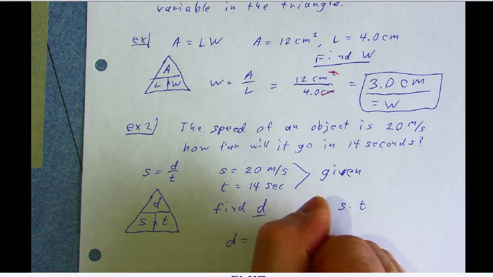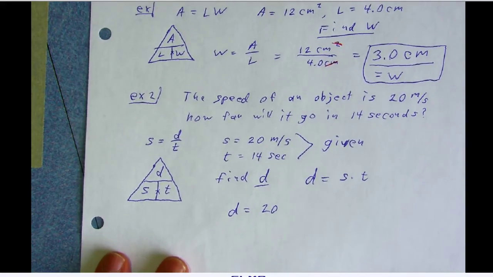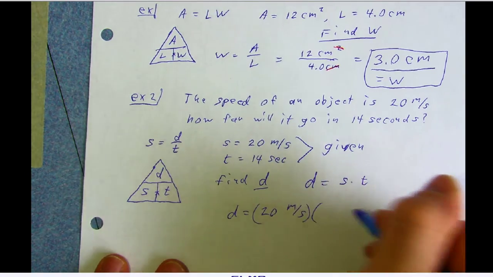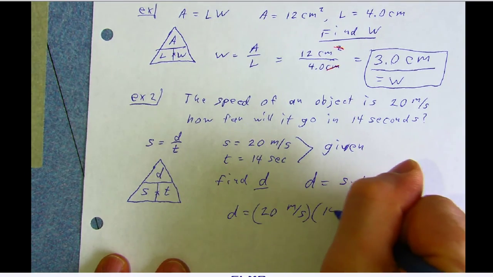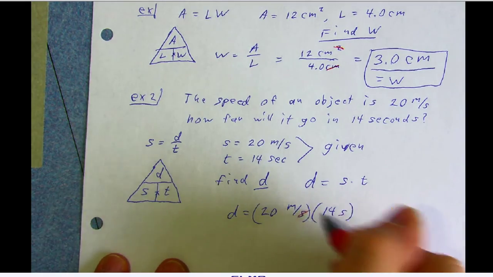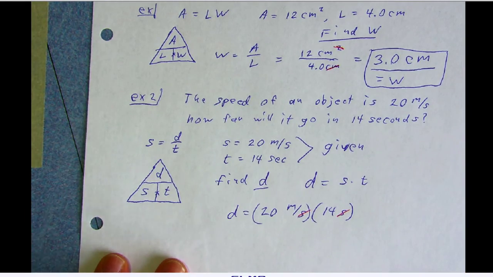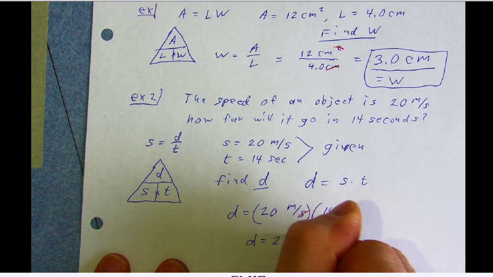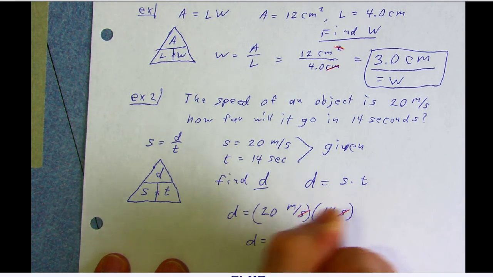So we plug in our numbers. D equals 20 meters per second times 14 seconds. Our units of seconds cancel. 20 times 14, you're left with 280 meters.